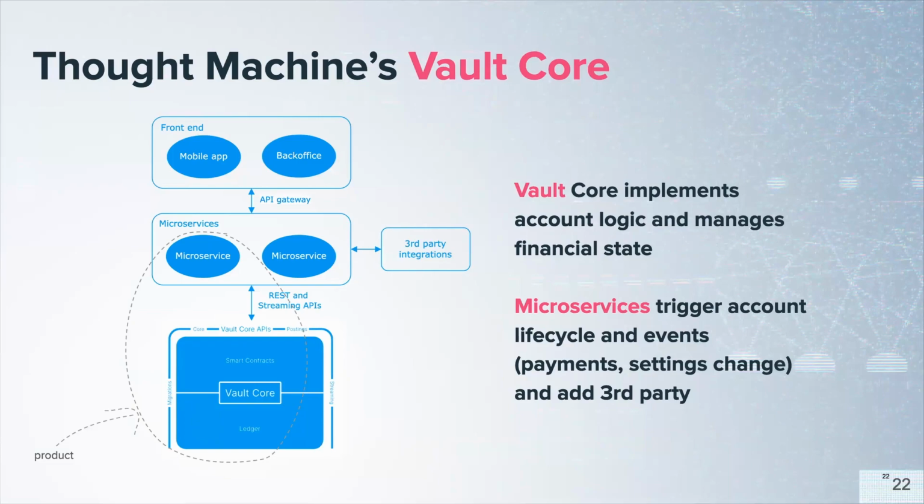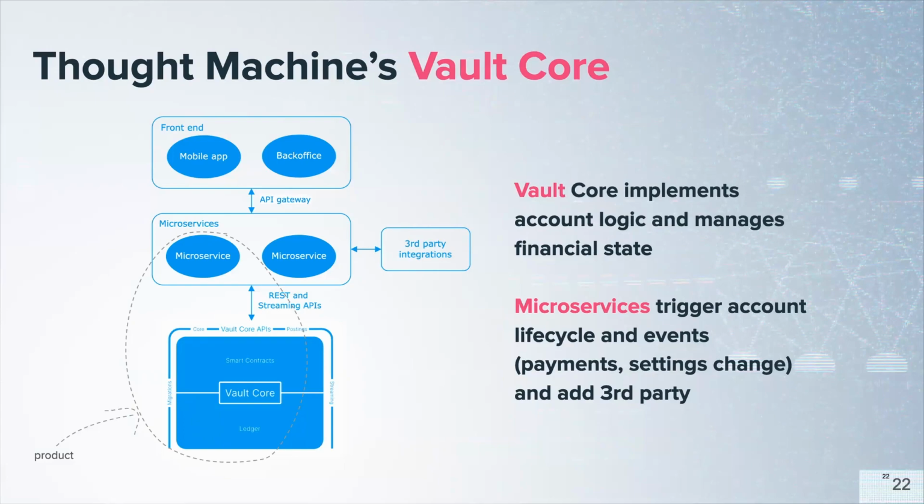Another role of the microservice is also to trigger the account behavior. So to trigger the account lifecycle, for example, open the account in the Vault, close the account, maybe forward the payments to the Vault Core, or just trigger any part of the lifecycle of the accounts that the account may have. We are going to also talk about the responsibilities and the functionalities that the accounts can have later.